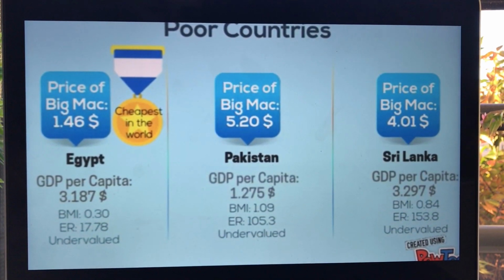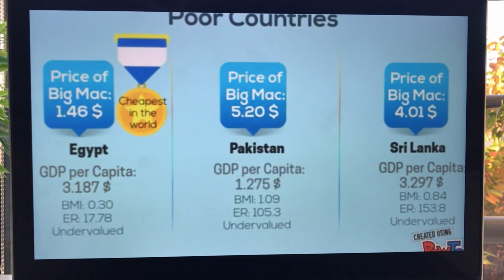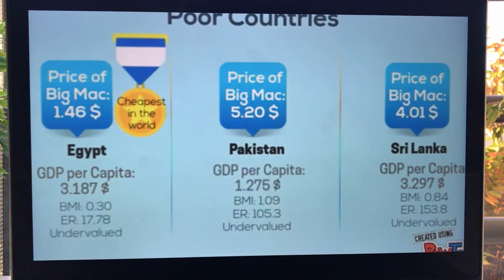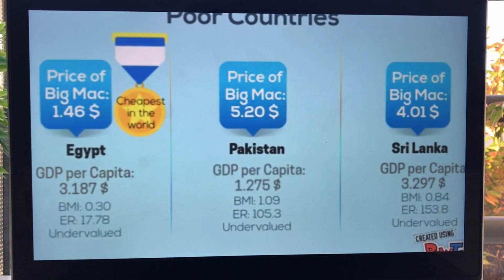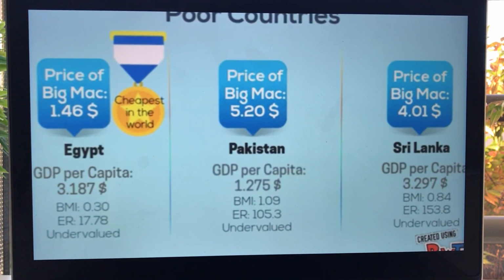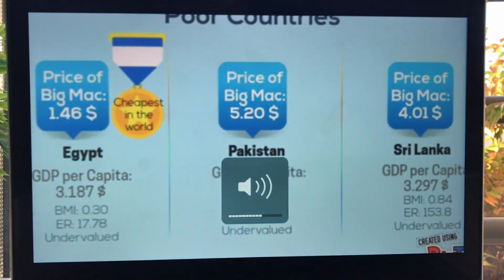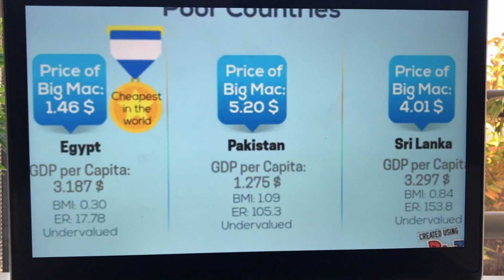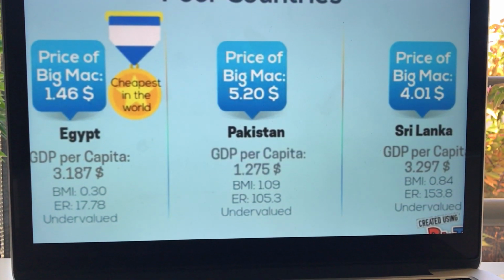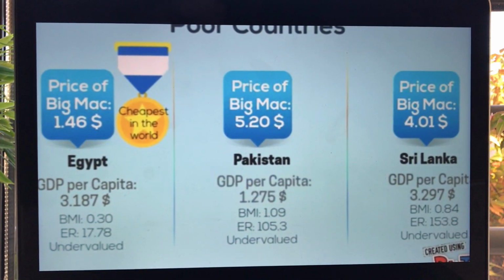For Sri Lanka, the GDP per capita is 3,297. The exchange rate is 153.8. The Big Mac index is 0.84, and the price of a Big Mac is $4.1. The currency is currently undervalued, as the exchange rate should be much lower than it is right now.